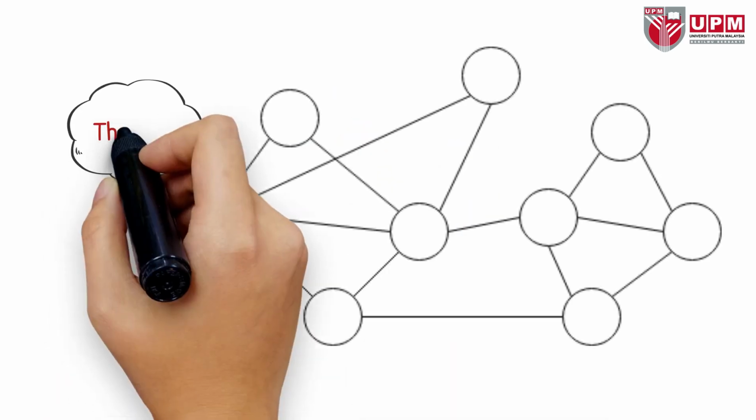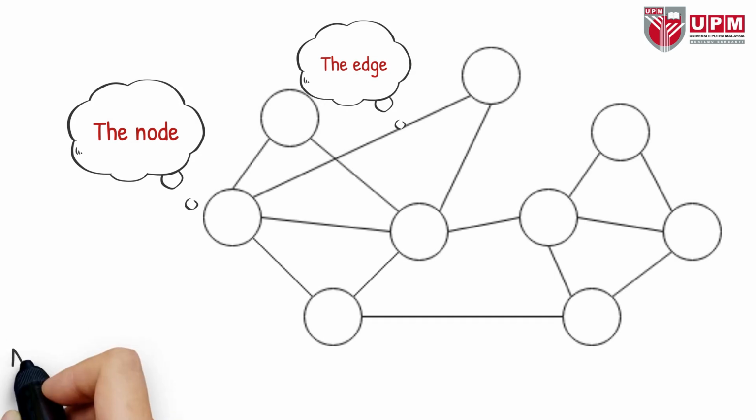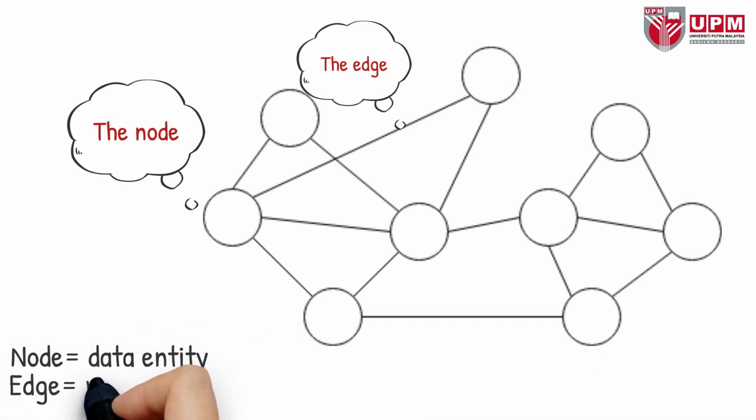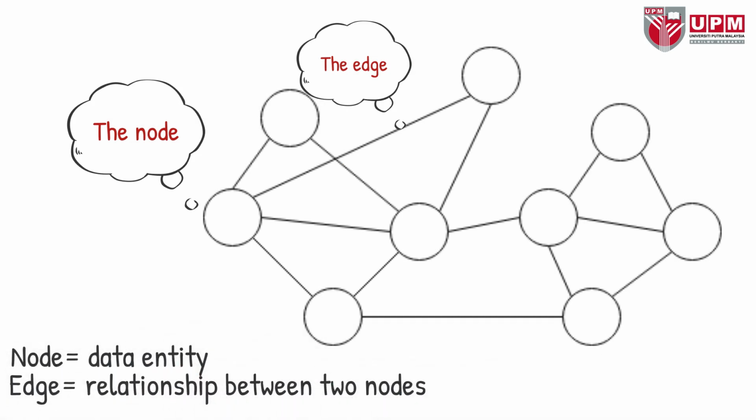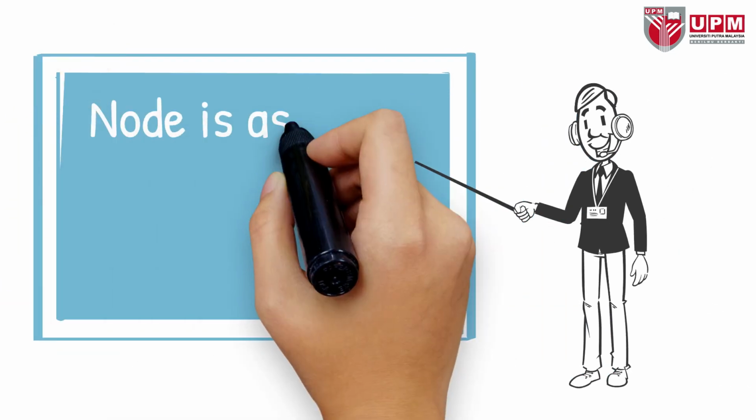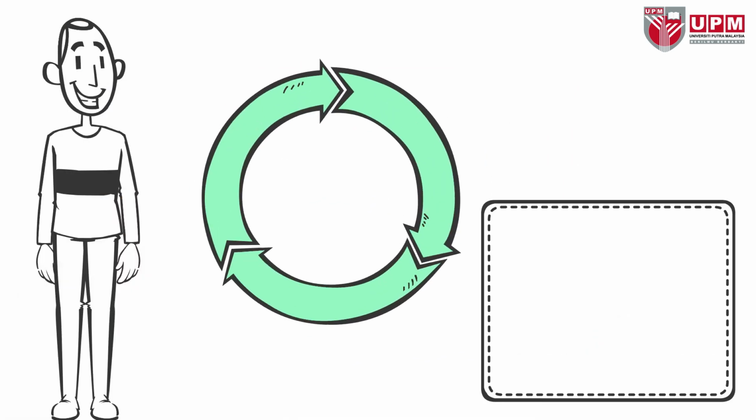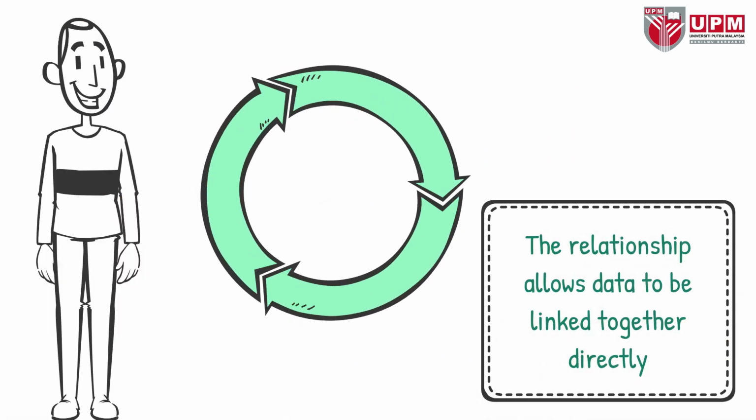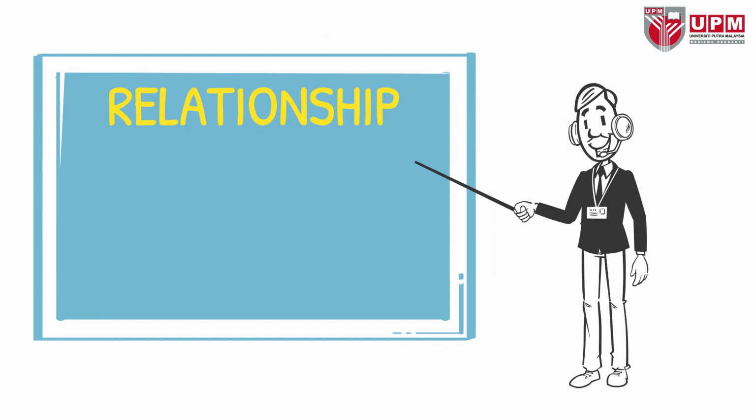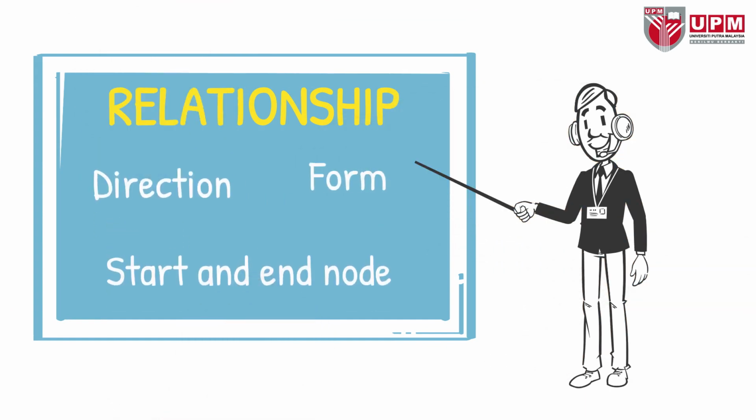A graph database consists of nodes and edges. A node represents the data entity. The edges represent the relationship between two nodes. Each node is assigned a unique identifier that expresses key value pairs. The relationship allows data to be linked together directly. Relationships always have a direction, a form, a start and an end node.